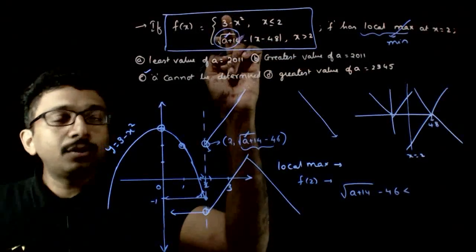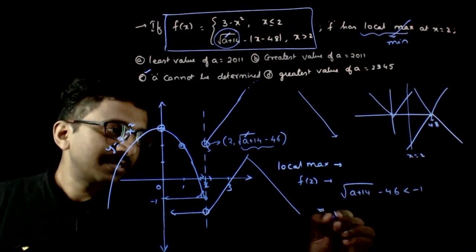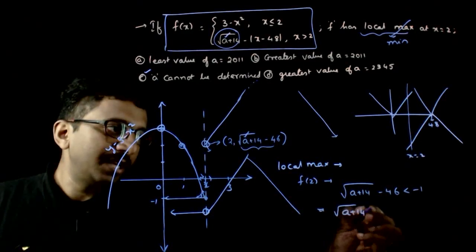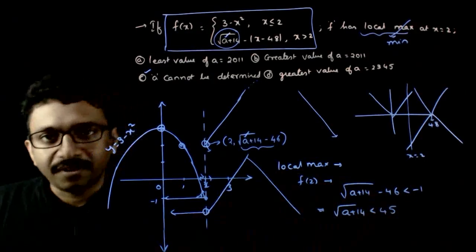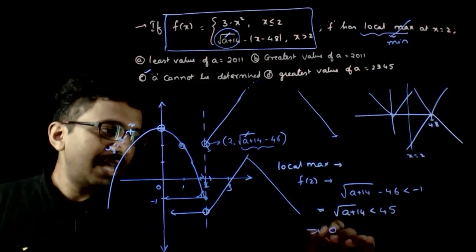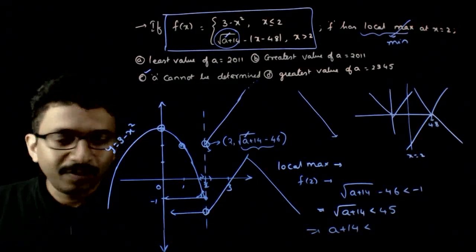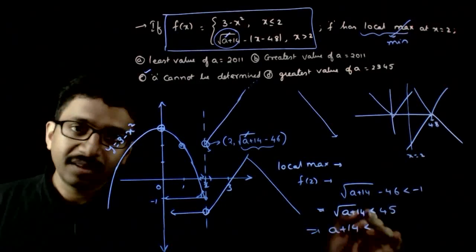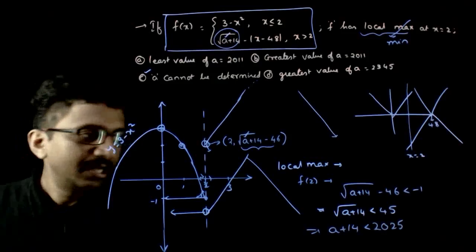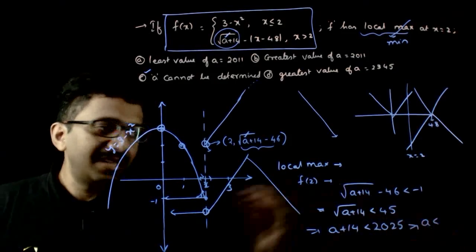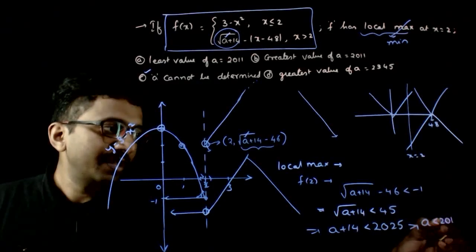So if you put x is equal to 2, 3 minus 4 is less than minus 1. This implies root of a plus 14 is less than 46 minus 1, 45. This implies a plus 14 should be less than 45 square, that is 45 into 45, that is 25. So this implies a should be less than 25 minus 14, that is 11.